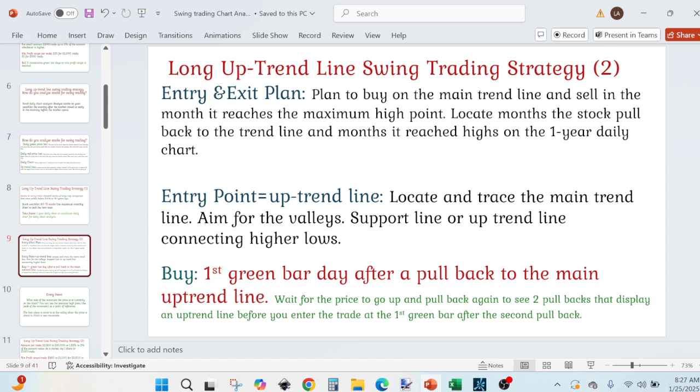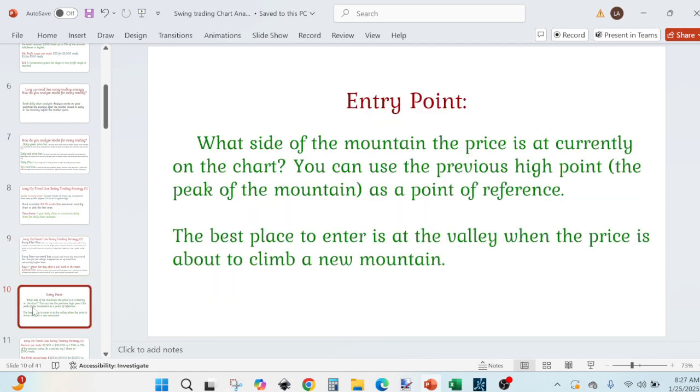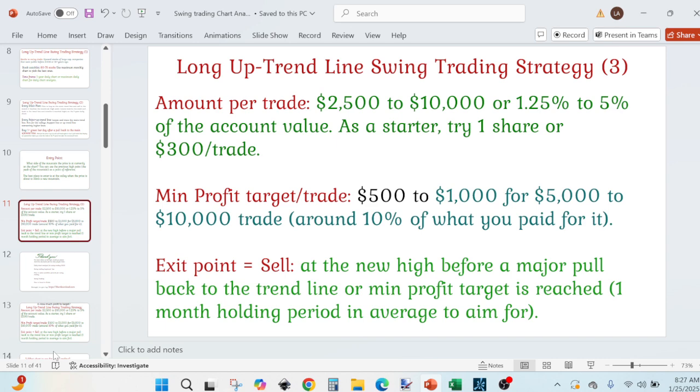buy at the first or second green bar that follows a pullback. And once you buy, you can start thinking about where you want to sell. Because you analyze the chart on a daily basis, you don't need to set a limit price to sell and set the deadline as good until cancel, which is like 60 days. You don't need to do that.